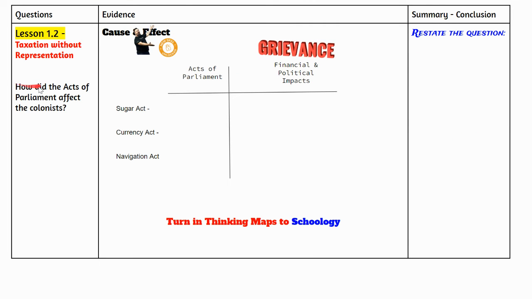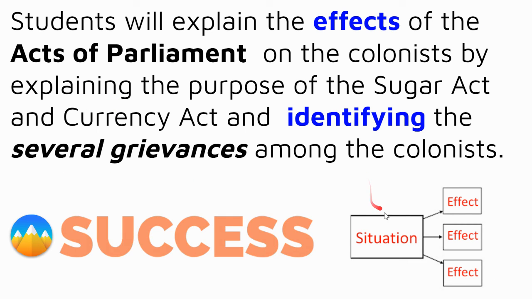So, how did the acts of Parliament affect the colonists? You can talk about the grievances they had. You can talk about the descriptions in red and put those here in 2 to 3 sentences. It doesn't have to be very long. Just a quick summary of the impact on colonists. They were losing money. They were frustrated, and they started to commit illegal acts, especially with the smuggling and stuff like that.